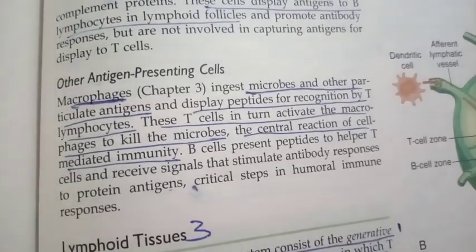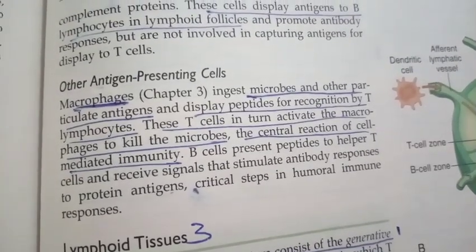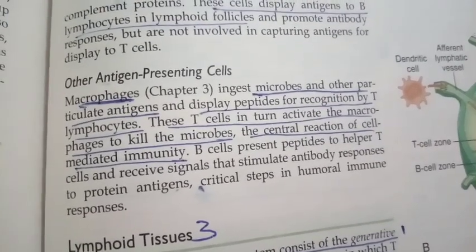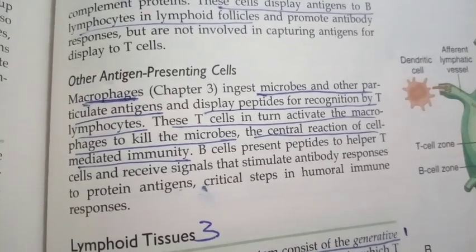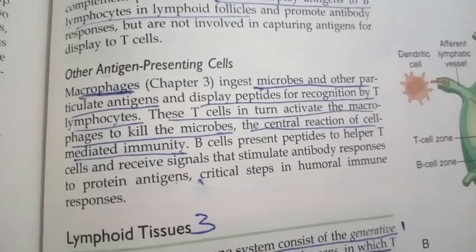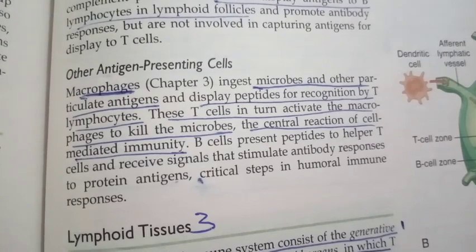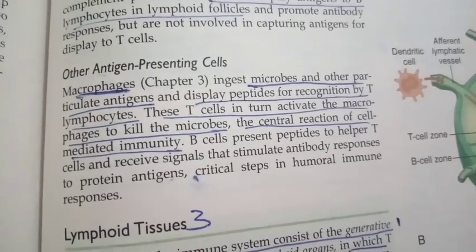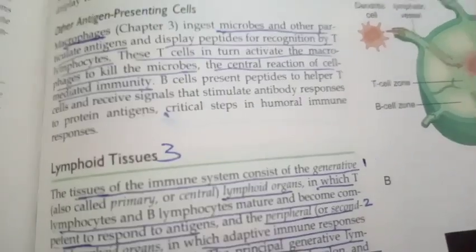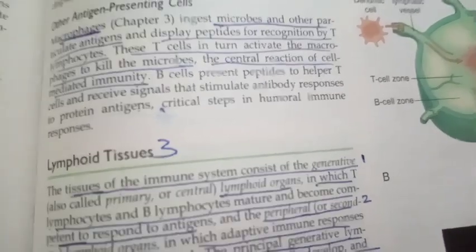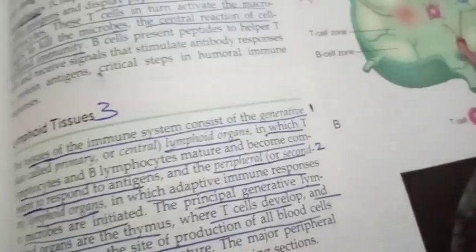Other antigen presenting cells: macrophages ingest microbes and protein antigens and display peptides for recognition by T lymphocytes. These T cells in turn activate the macrophages to kill the microbes, the central reaction of cell mediated immunity. B cells present peptides to helper T cells and receive signals that stimulate the antibody response to protein antigens, steps critical to the humoral immune response.